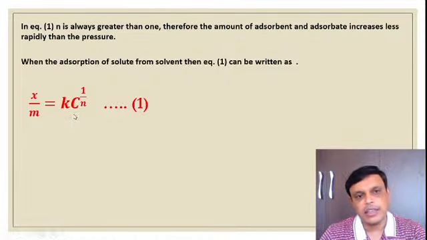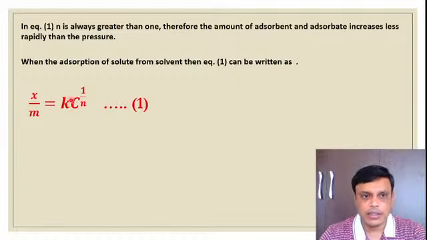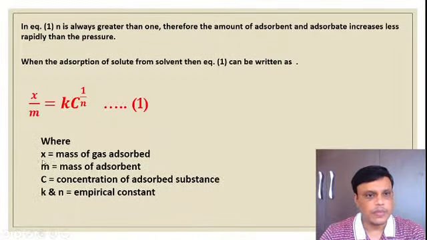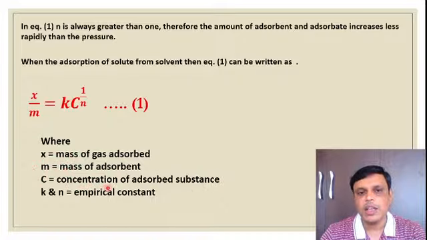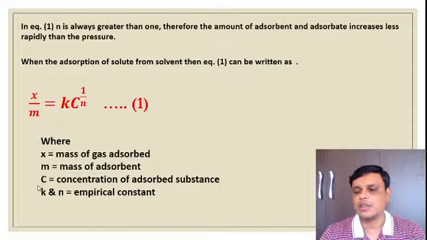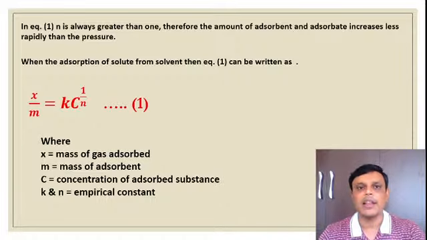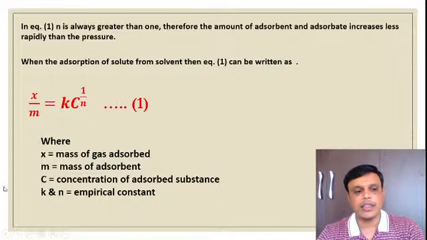Only difference is that in the first equation P was there, and instead of P in this equation capital C is there. So here x by m is equal to k C raised to 1 by n. Now here x is again the same, mass of adsorbate, m is mass of adsorbent, c is concentration of adsorbed substance. Here only instead of pressure, a concentration term is there. And k and n are, you know, empirical constants. So when the solute is adsorbed from the solvent, this equation you have to use.